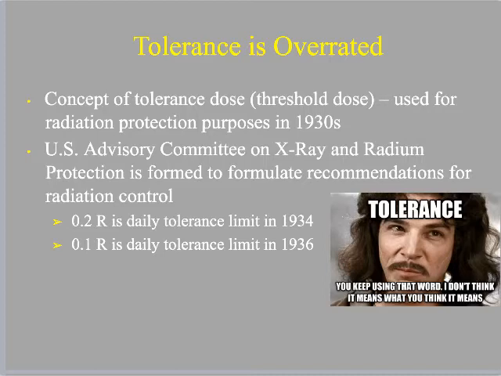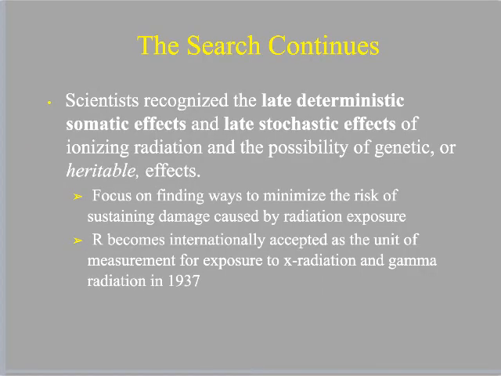So it seems significant that already these scientists worked so hard to develop and define these units of measure, right, and establish what methods of radiation protection, namely tolerance, but already they're starting to question tolerance. Is tolerance overrated? So the search continues. And they also start to recognize that there are late deterministic somatic effects and late stochastic effects, like what we talked about with the amputations. That would be a late deterministic effect, right? And the stochastic effects would be things like leukemia, right?